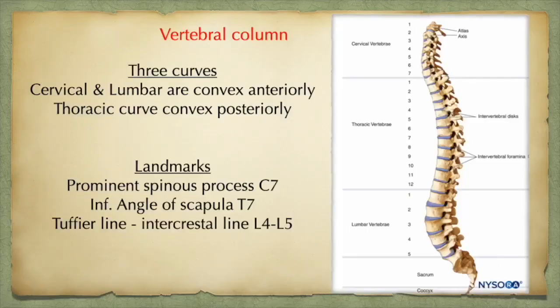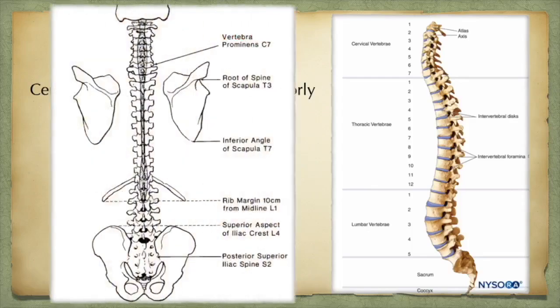Namely, the cervical and lumbar curves, which are convex anteriorly, and the thoracic curve, which is convex posteriorly. There are prominent bony landmarks which help you to identify the level of the spine. Namely, the vertebra prominens, which is C7, the prominent cervical vertebra, and the root of the spine corresponds to T3, thoracic vertebra, and the inferior angle of the scapula corresponds to T7. The superior aspect of the iliac crest, namely the intercristal line, which is otherwise called the Tuffier's line, corresponds to L4 or the L4-L5 interspace.